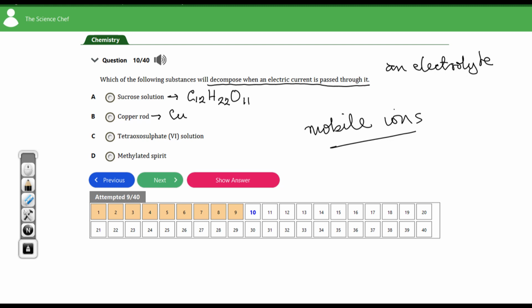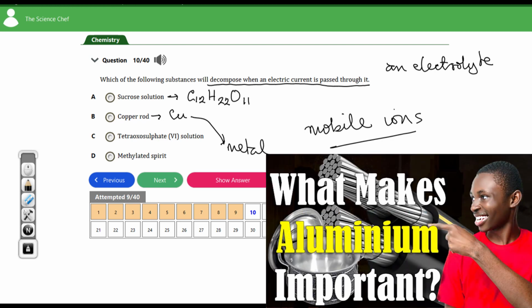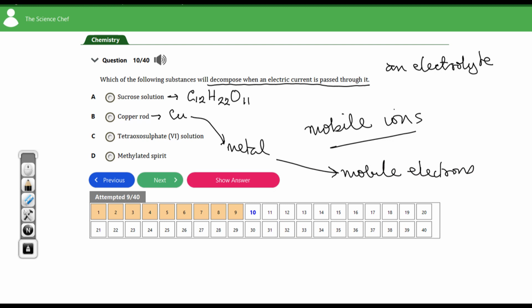Then copper rod. This is copper rod, Cu. Now copper is a metal, right? And metals conduct electricity with the help of mobile electrons. You may need to watch our video on the properties of aluminum to see how metals conduct electricity with the help of mobile electrons, right? We had illustrated that in that video, and we also explained the structure of the metallic lattice in that video. I will add the link in the description.